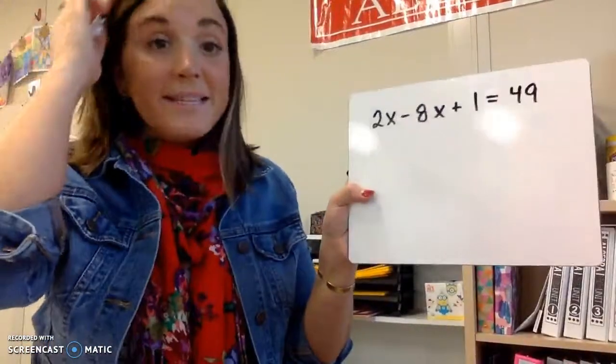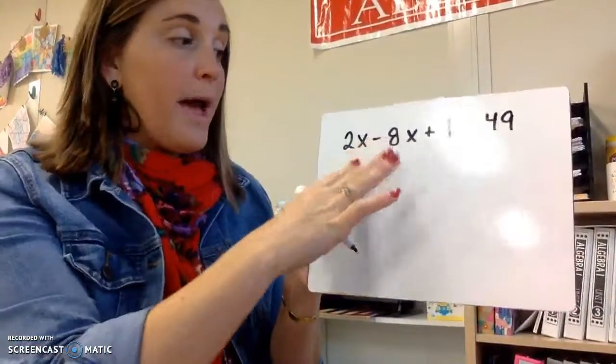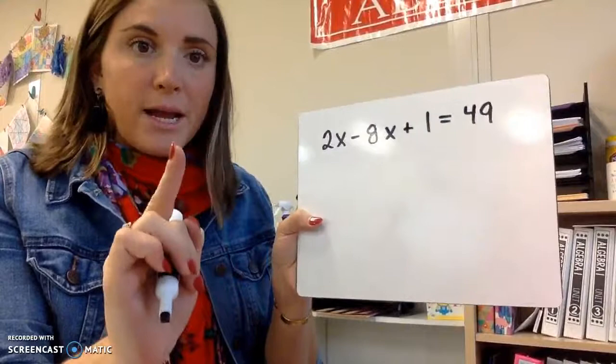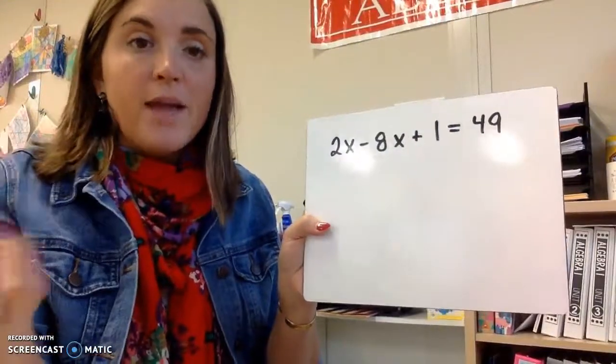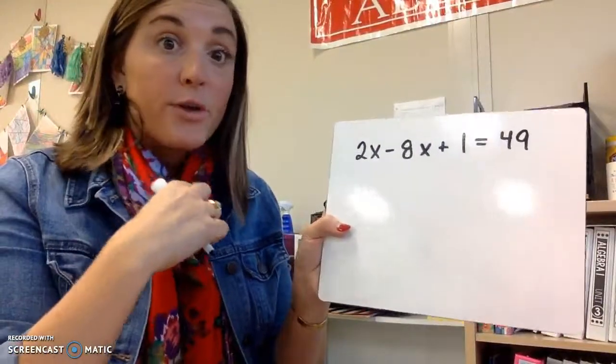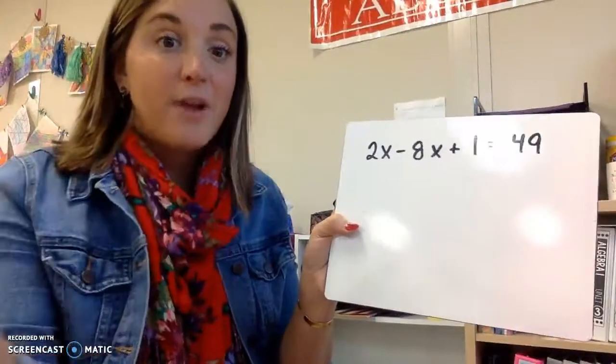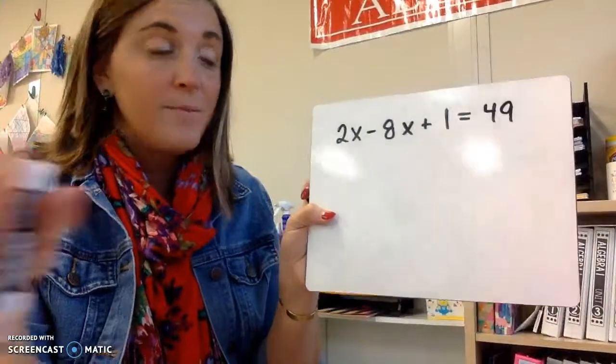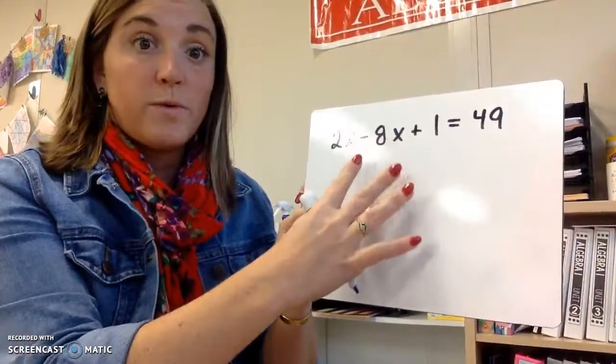So number 1 is 2x minus 8x plus 1 equals 49. What makes this a multi-step equation is you now have an x in two different places. We're used to there just being one variable, and we always said that was you, and that coefficient in front of it was your date. And the other numbers that didn't have a variable were your third wheel, the people tagging along. So in this case, it's like there's two of you.